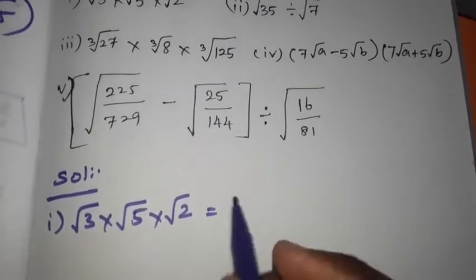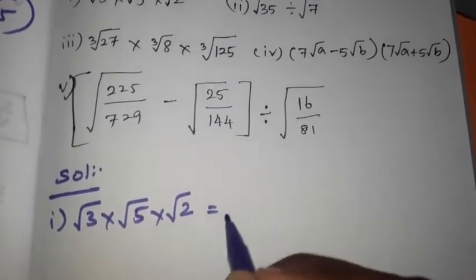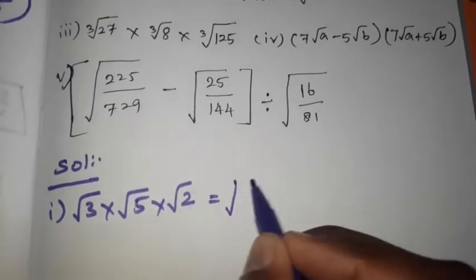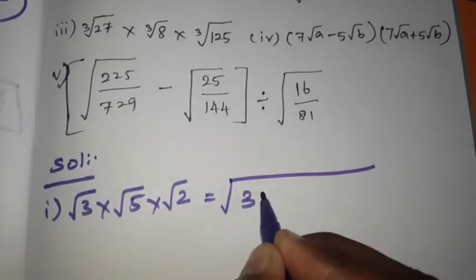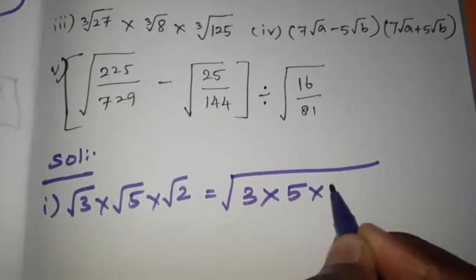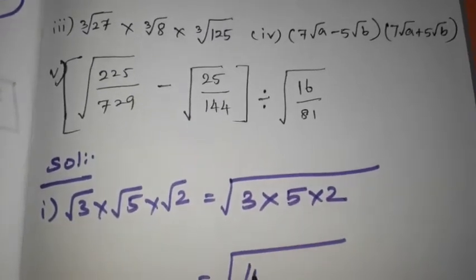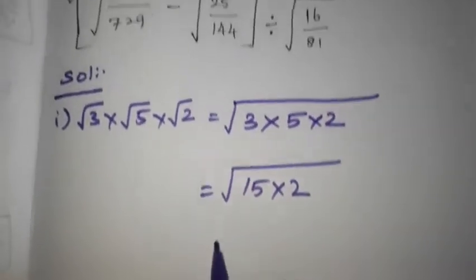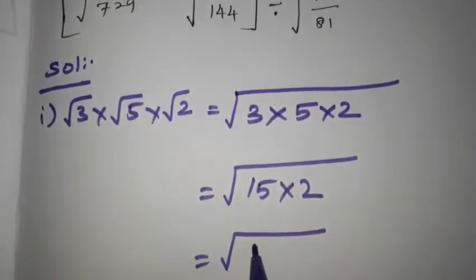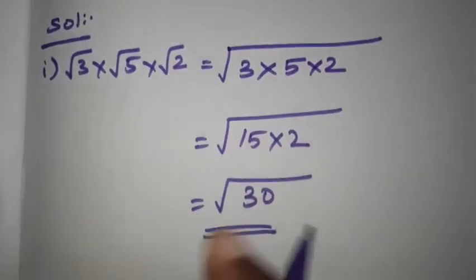All the roots are the same. Therefore, we can take an overall common root. Overall common root of 3 into 5 into 2. So 3 into 5 is 15, 15 into 2 is 30. Root 30. Therefore, this is the required solution.